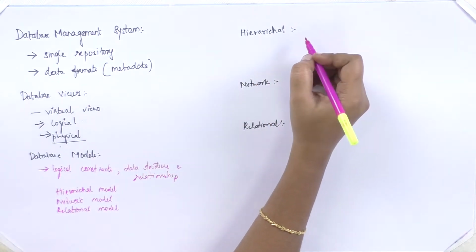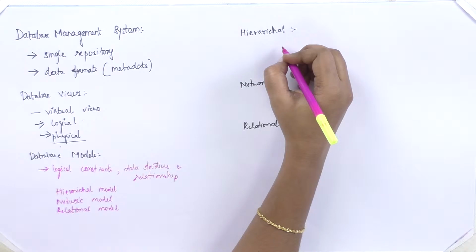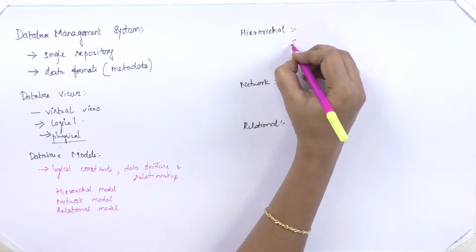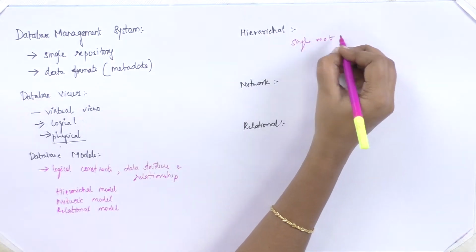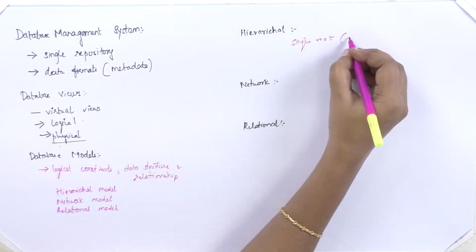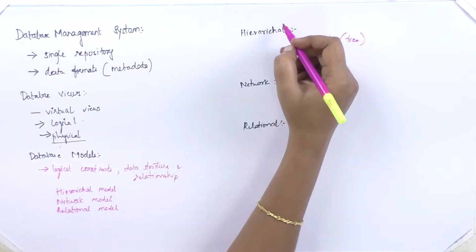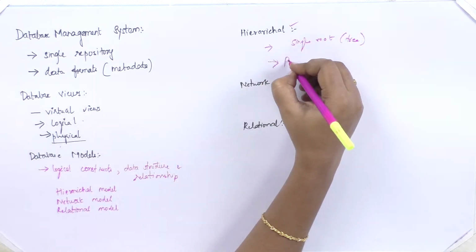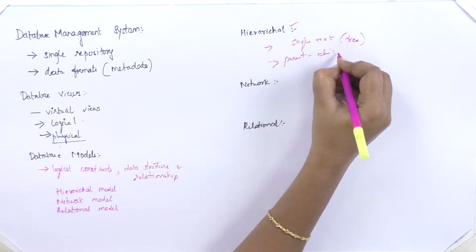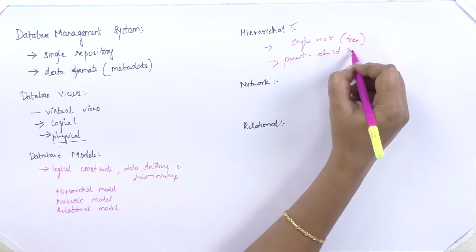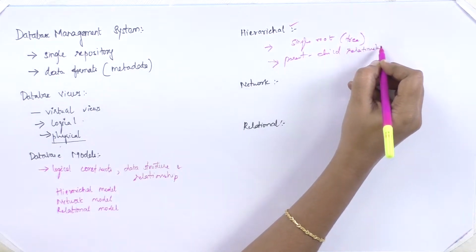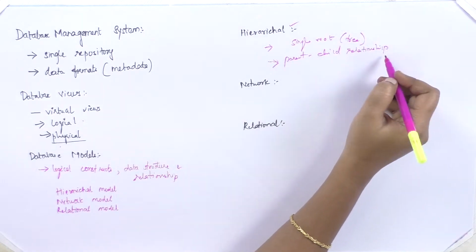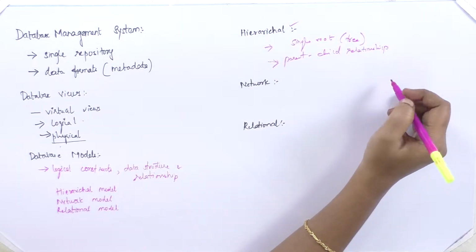In the hierarchical model, you will have data under a single root. Under this single root you will have the data in a tree format. If you are following a tree format, then you call that model a hierarchical model. Here you can have a relationship called parent and child relationship, so the parent class properties can be used by the child classes. If you have a database model with the structure of a tree where you can have a parent-child relationship, then that model is called a hierarchical model.